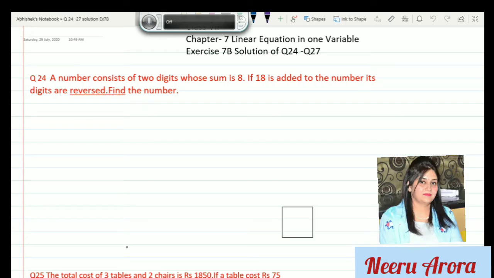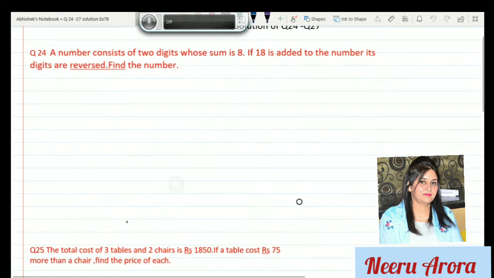We are going to discuss the solution of question number 24 to 27 of exercise 7b. Look at question number 24. A number consists of two digits whose sum is 8. If 18 is added to the number, its digits are reversed. Find the number.